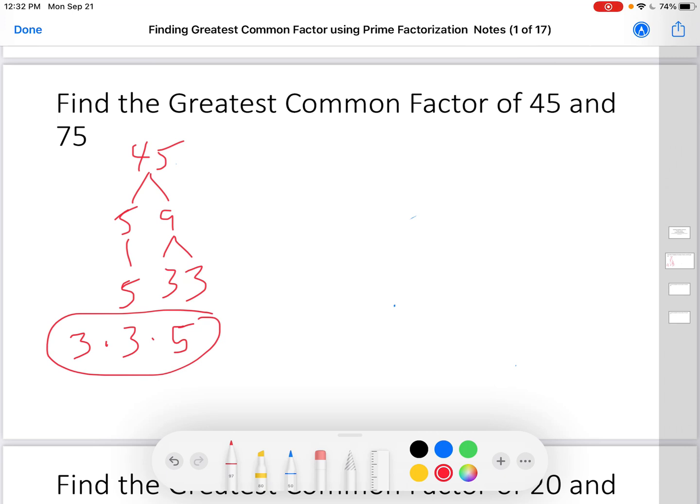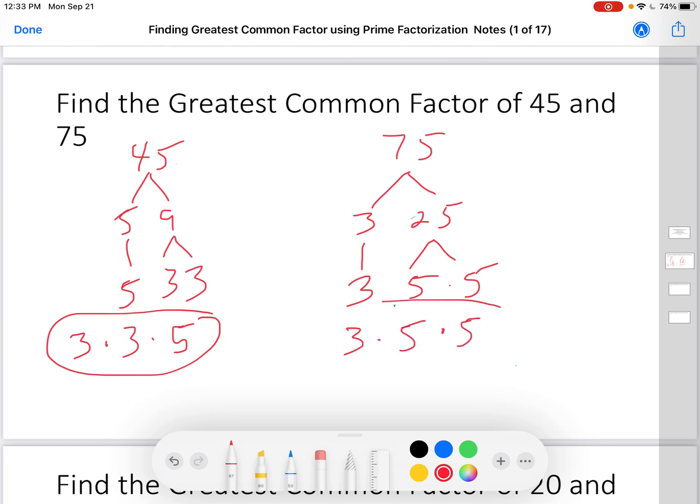Now I need the prime factorization of 75. 75 is 3 times 25. 3 is a prime number, but 25 is not. 25 is 5 times 5. So now those are all prime numbers, so its prime factorization is 3 times 5 times 5. Okay?